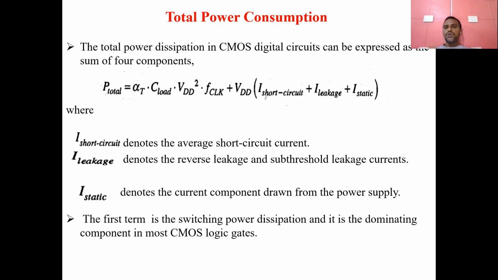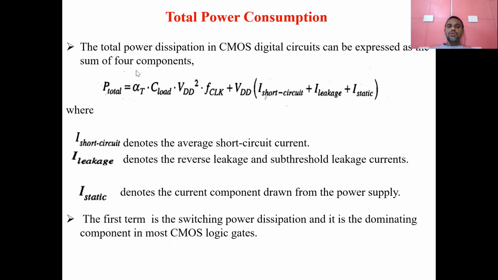Because the leakage power consumption is caused by two things: one is reverse leakage current, another one is subthreshold current. That's why I leakage is equal to the addition of both reverse leakage current and subthreshold leakage current. The final one is static current. What does the static current mean here? The static current is the power consumption taking place due to the other circuits present on the chip, except these CMOS digital circuits. That is called the static power consumption. Here I static denotes the current components drawn from the power supply.